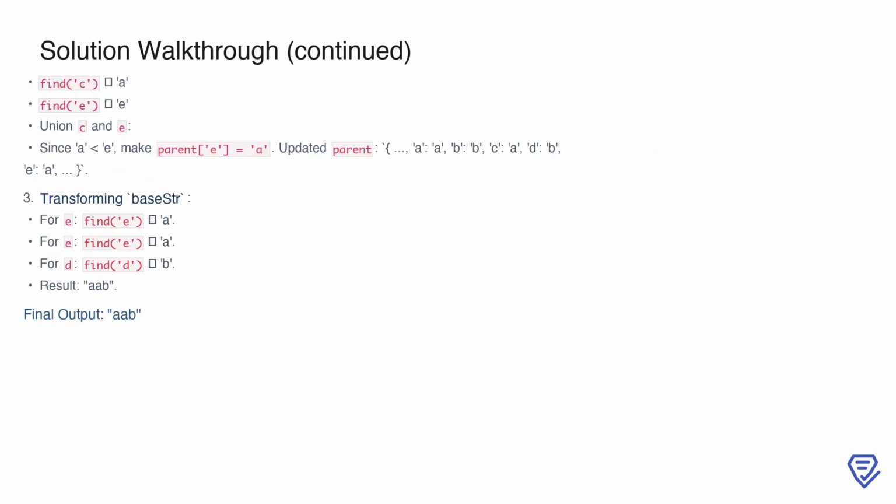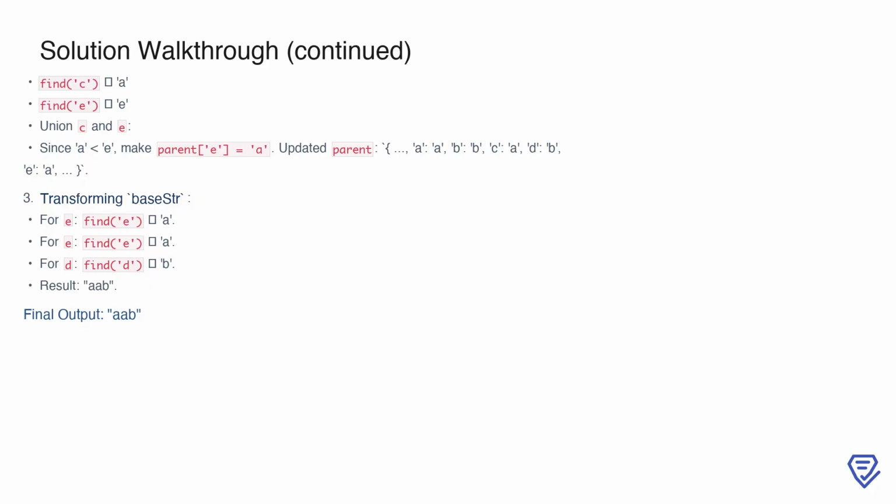After processing the equivalences, we move on to transforming the base str. For each character in base str, we use the find function to determine its smallest equivalent character. For instance, when processing the character E, we find that its root is A, so E is replaced with A. Similarly, the next E is also mapped to A. For the character D, its root is found to be B, so D is replaced with B. Combining these transformations results in the output string ob, which is the lexicographically smallest equivalent string formed from the given mappings.